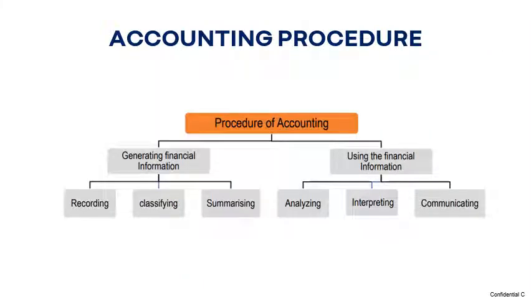We all know accounting procedures have two portions. One is generating financial information. The second one is using the financial information. Generating financial information starts from recording, classifying, and summarizing. Using the financial information involves analyzing, interpreting, and communicating. So in the definition, there are six components. Recording, classifying, and summarizing come under generating financial information. Analyzing, interpreting, and communicating come under usage of financial information.